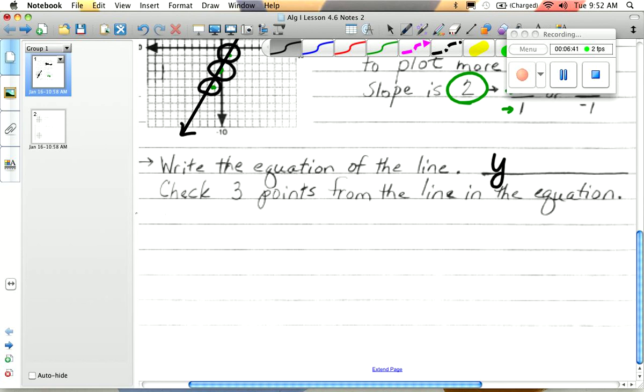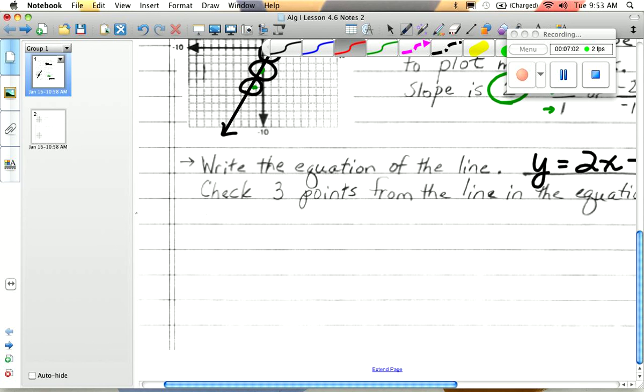Yeah, this is what we did for today. We wrote the equation, substituting the slope in for m, the y-intercept in for b, cleaning it up. This is cleaned up already. Okay, so now what we're going to do is we're going to check those 3 points that you guys said would be in the table. Okay, so here's our equation, y equals 2x minus 3.